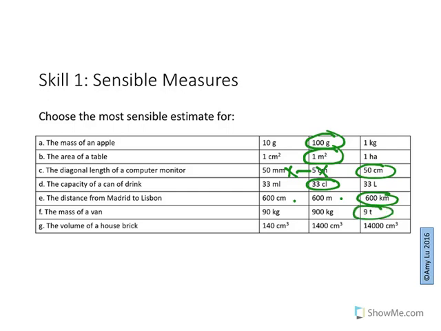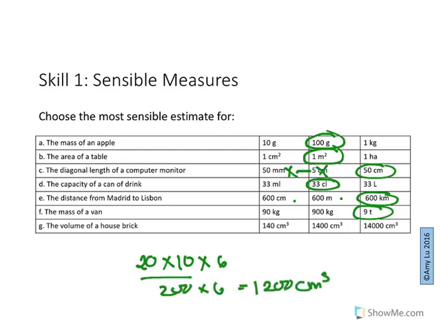And the volume of a house brick, and most house bricks are typically approximately 20 centimeters by about 10 centimeters by about, say, 6 centimeters. So if you think about that, that's 200 centimeters times 6, which leads you to 1,200 cubic centimeters. So the closest one to that would be 1,400 centimeters cubed.